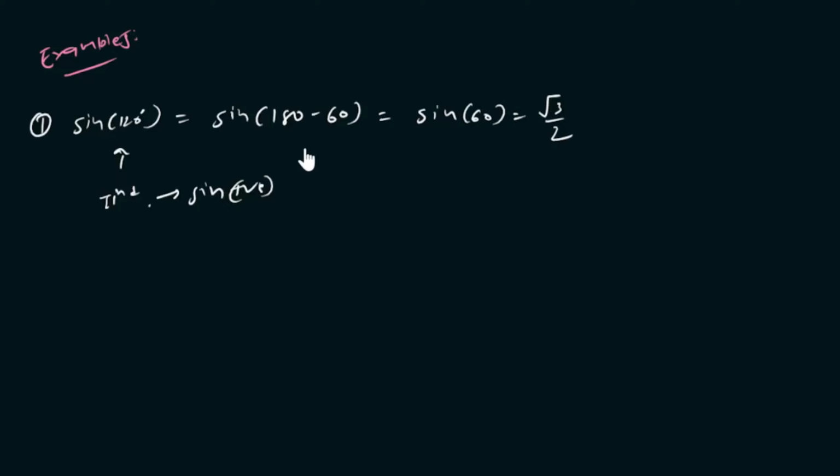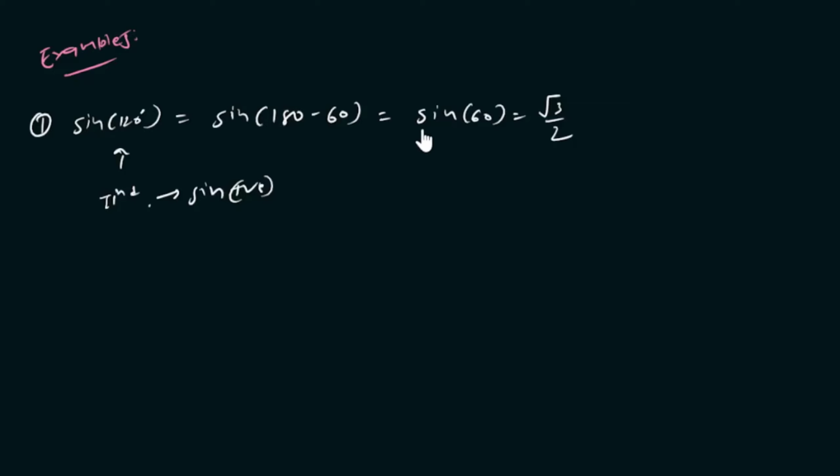So in case of 180, we don't change our trigonometric functions. It is quite easy in case of a 180 or 360 degree angle, we can just keep our trigonometric function as it is. Our second example is cos 120 degree.